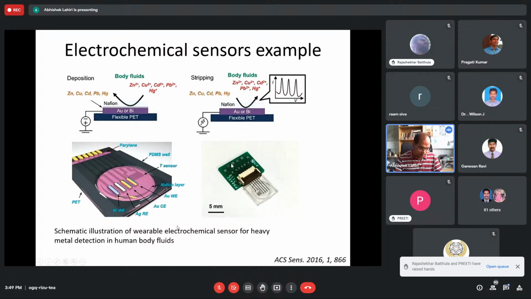Nafion is used because it's a proton conductor, and in case of a water-based system, ideally a slightly acidic system, these membranes help in ionic transport and therefore improve the signal of the electrochemical sensor. So the final setup of the simple electrochemical sensor for detecting different metal ions in body fluid would come out like this.